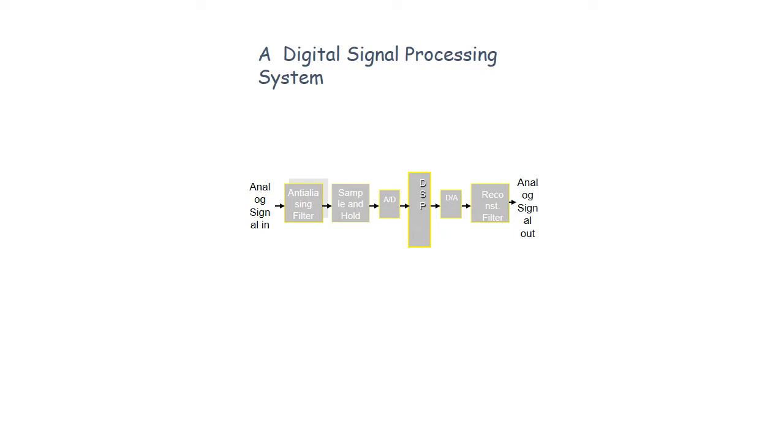Next will be the sample and hold circuit. The output of the anti-aliasing filter will be passed into the sample and hold circuit. The sample and hold circuit is also known as a sample and follow circuit, which is an analog device. It captures the voltage of the continuously varying analog signal and holds its value at a constant level for a specified minimum period of time.